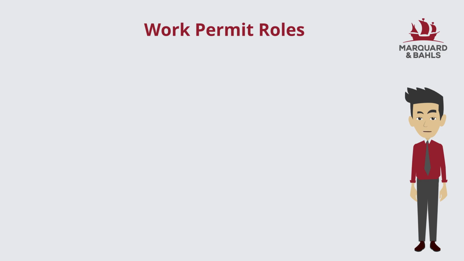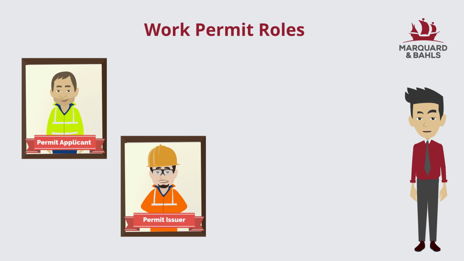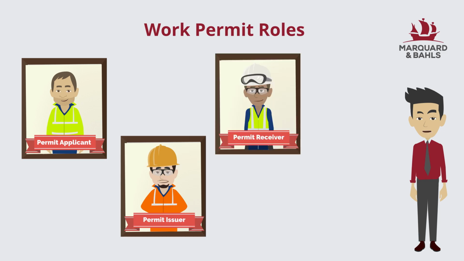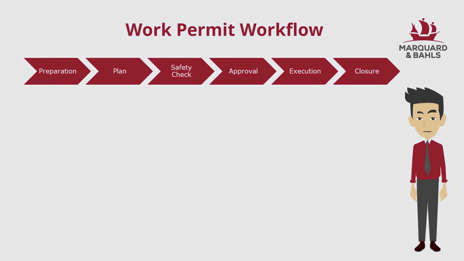A permit applicant, for example the maintenance supervisor. A permit issuer, that could be the operations supervisor. A permit receiver, for example a contractor. And a safety checker, that could be someone from HSSE. In general, the work permit system is structured in the following steps.